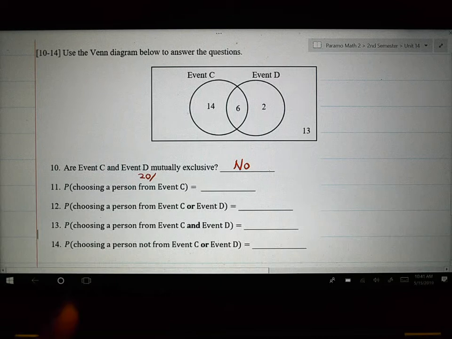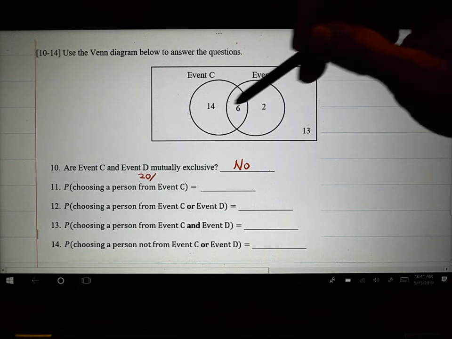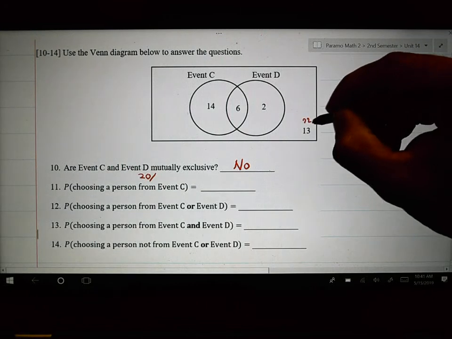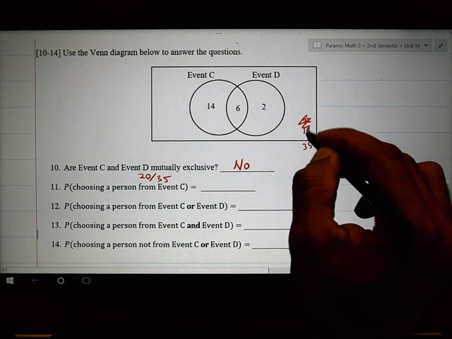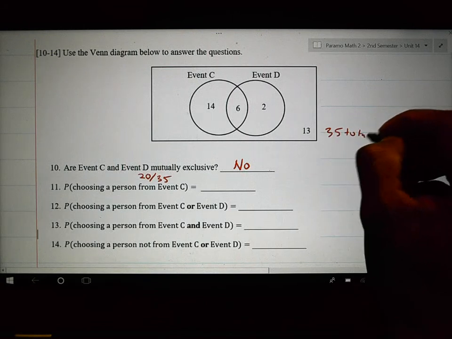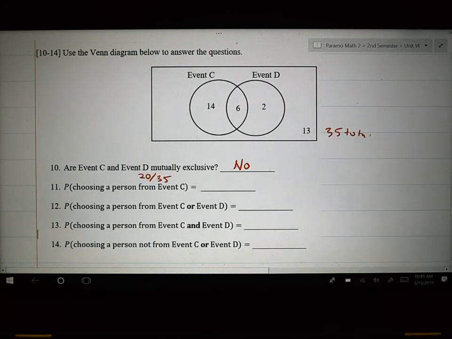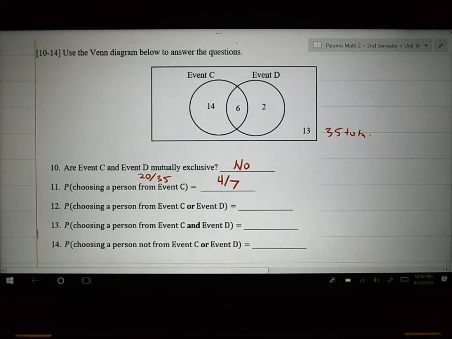out of. Now I don't put that on my line yet because I haven't reduced it. Out of, let me see how many people are here. There's 14 plus 6 plus 2, that's 22, plus 13. There are 35 people in this survey. It's 35 total. So it's always out of the total, don't forget. 20 out of 35 reduces to, divide by 5, you get 4/7. We always put our answer as a fraction in lowest terms.